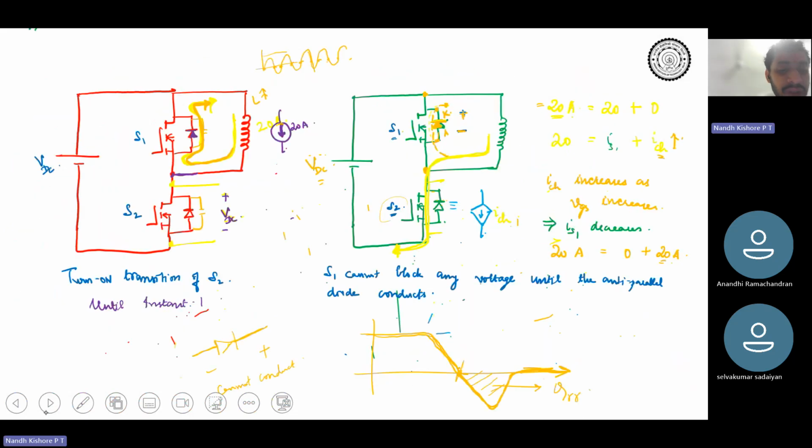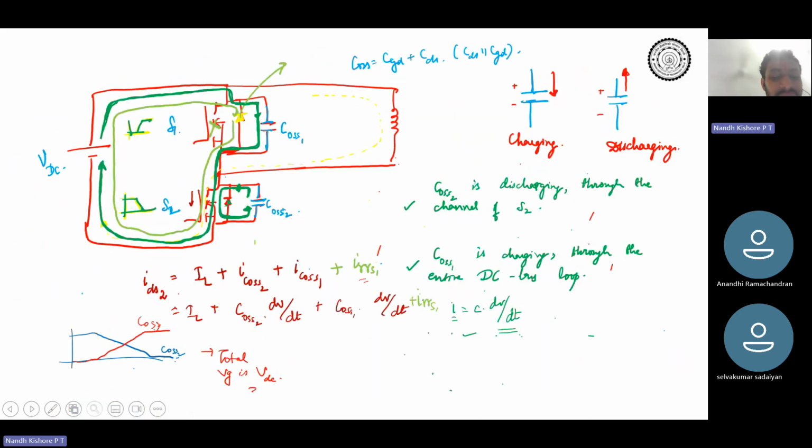Okay. So let's assume again that the capacitances are charging and discharging linearly. That means that dV by dt is fixed. It charges linearly and discharges linearly. dV by dt is constant, so C dV by dt is also constant.